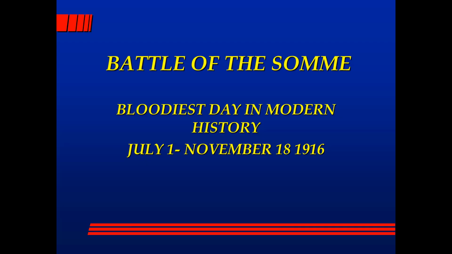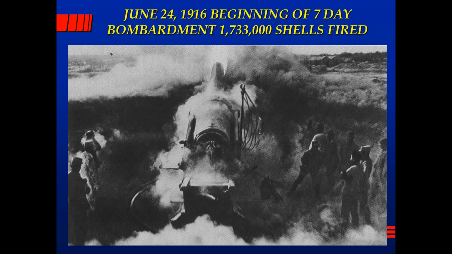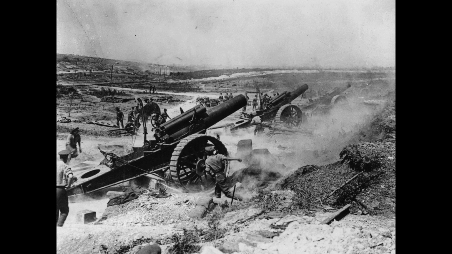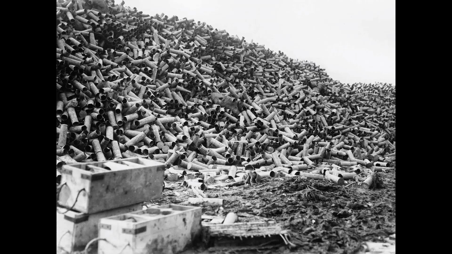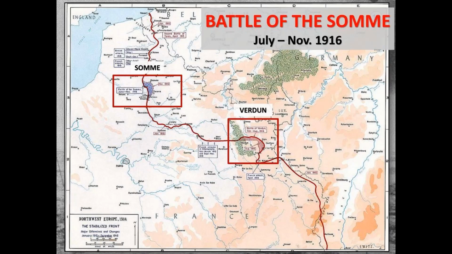The Battle of the Somme, the bloodiest day in modern history, July the 1st to November the 18th, 1916. On July the 24th, 1916, the British began a 7-day bombardment in which they fired 1,733,000 shells into the German defensive positions, expecting to soften them up. So we have piles of expended shell casings. And then here's the battle map showing the situation in July to November of 1916.